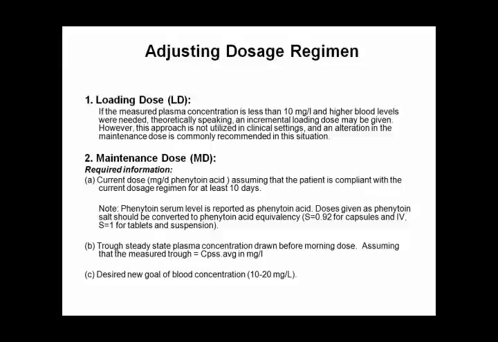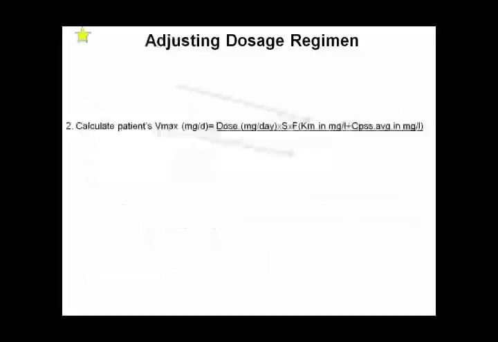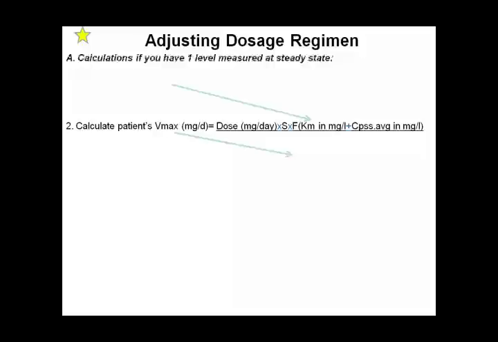And most of the time when we adjust dose, we don't really give a loading dose. We just collect information and calculate the dose needed to achieve a desirable level. Now, if you have one level, then you can assume that the patient is having a population KM value. If an adult, then the KM is like 4.3.